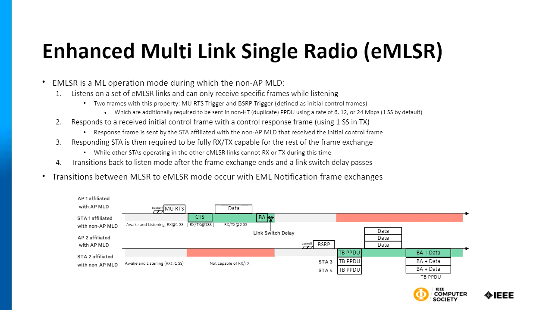So it just has to receive this specific initial control frame. And once one of the stations in this eMLSR links responds to the initial control frame, then the eMLSR MLD can turn on the full radio to continue the frame exchanges.